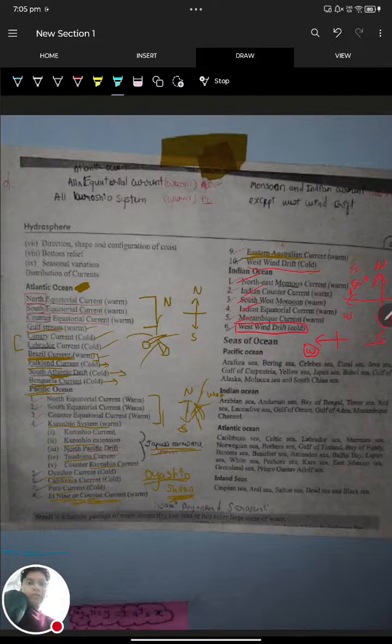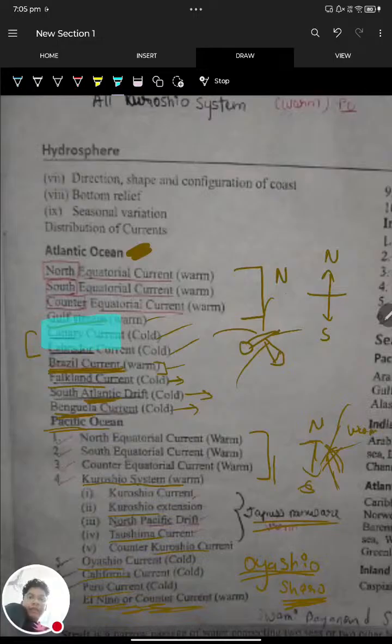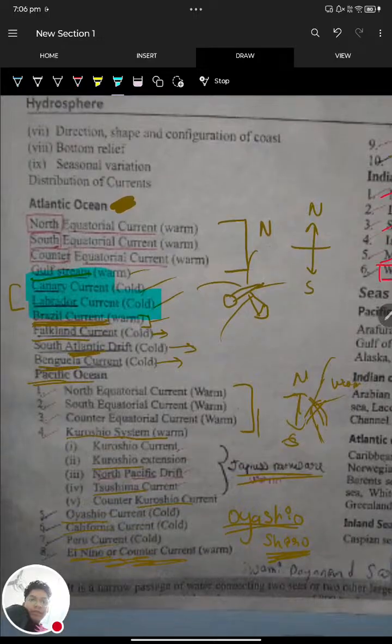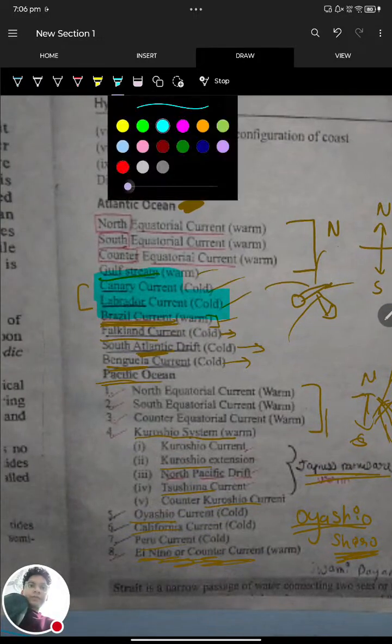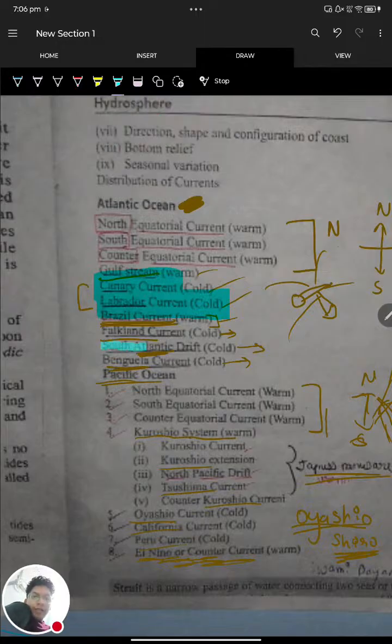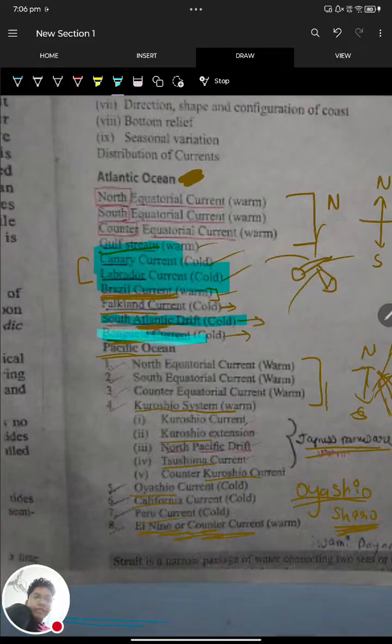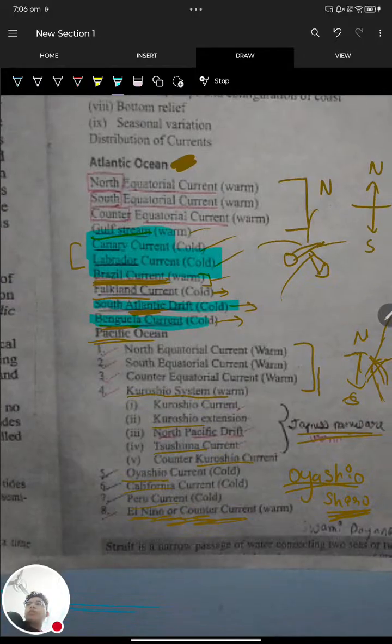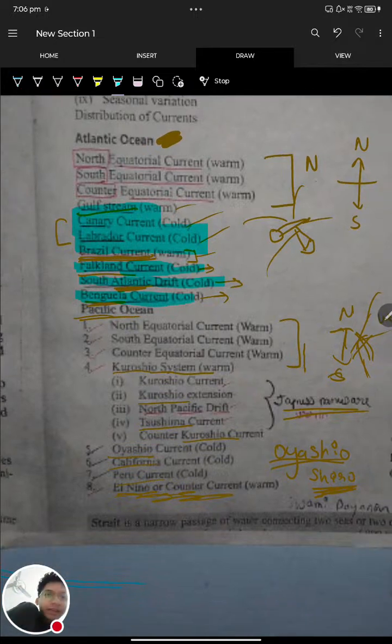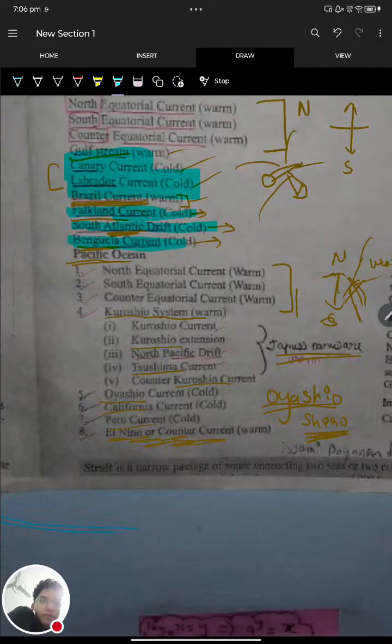The only ones which are cold here are the Canary current and Labrador current and South Atlantic drift, as Atlantic is there, is cold. And Benguela, you could remember as a whale, whatever the whale is, I'm not getting the name. It is cold. Falkland is cold. You are cold in the Falklands. You could imagine that.